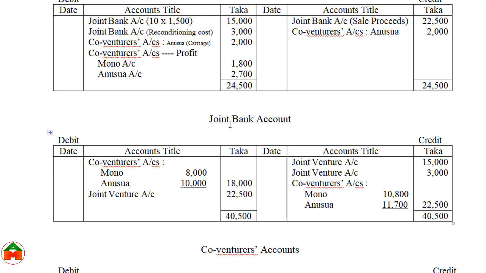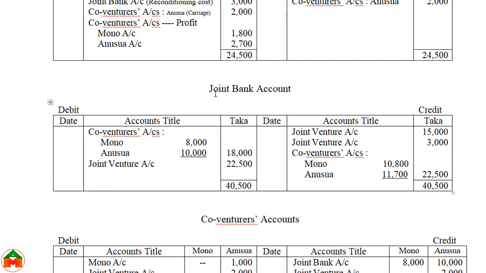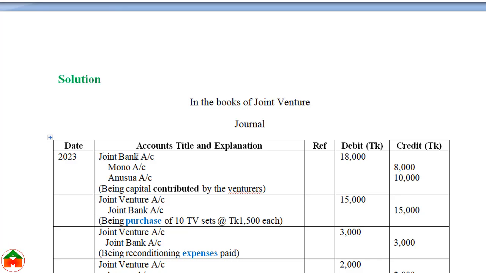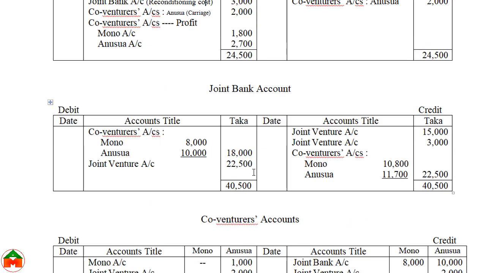We can see here this is the ledger of the joint bank account. We can see here joint bank account debit. So 18,000 should be shown in the debit side. So total 18,000. Out of this 18,000, 8,000 from Mono and 10,000 from Anusha. So this is the process of preparing the ledger. You can write the other figures in the same way.